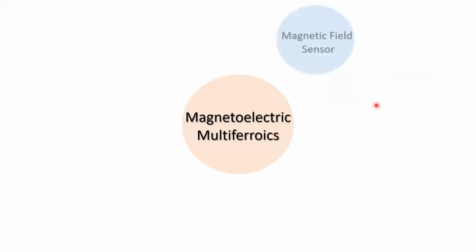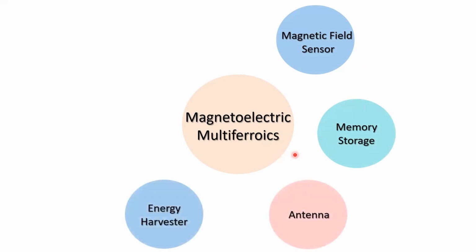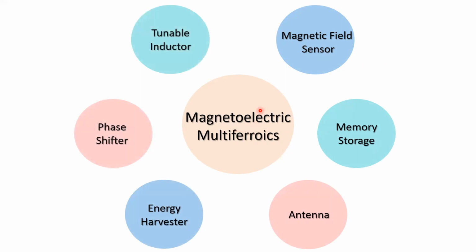Here we just discussed the magnetic field sensor and memory storage. There are many other applications like antennas, energy harvesting, phase shifters, and tunable inductors, and we will talk more about magnetoelectric multiferroics in the future.